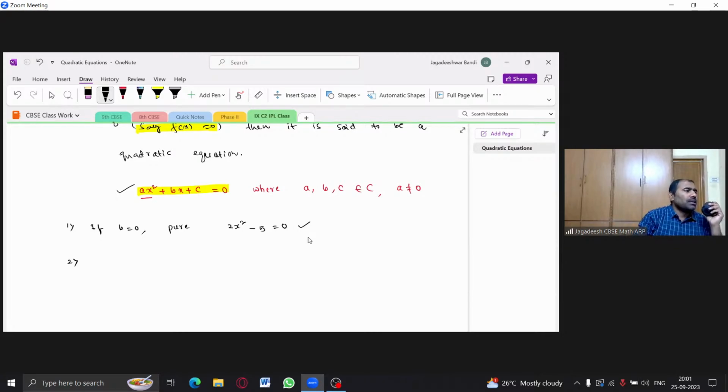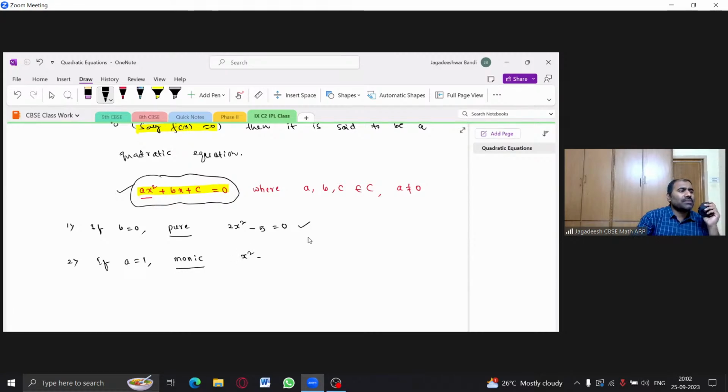Next, if a equal to 1, I'll explain. Then it is called a monic quadratic equation. Sir, what is a? A means the x square coefficient. We have already clearly shaded it with yellow color. So everything you can observe here only. A means x square coefficient, b means x coefficient, c means constant. Fine. So if a is 1, then it is called a monic quadratic equation.